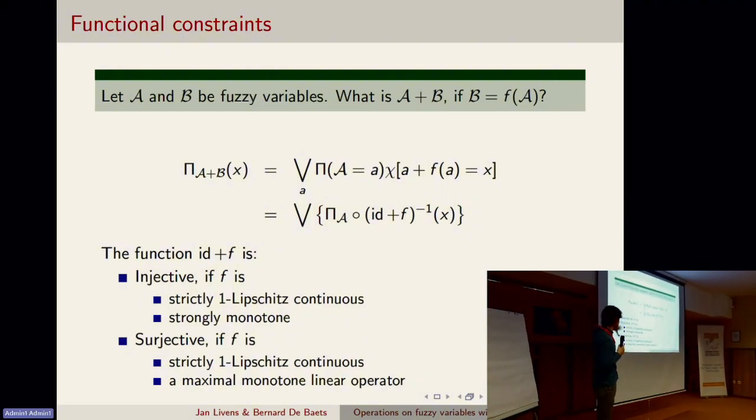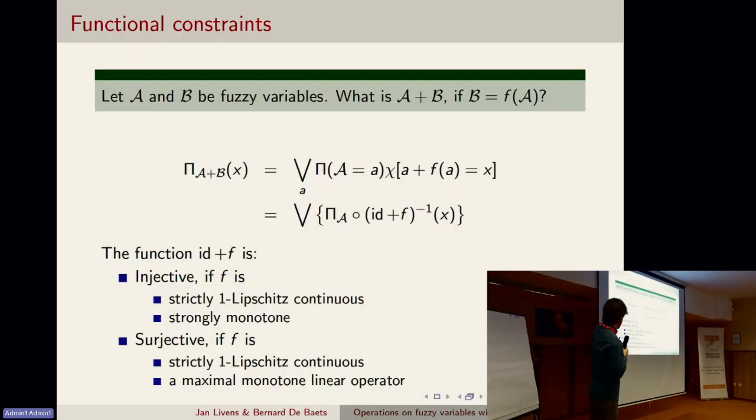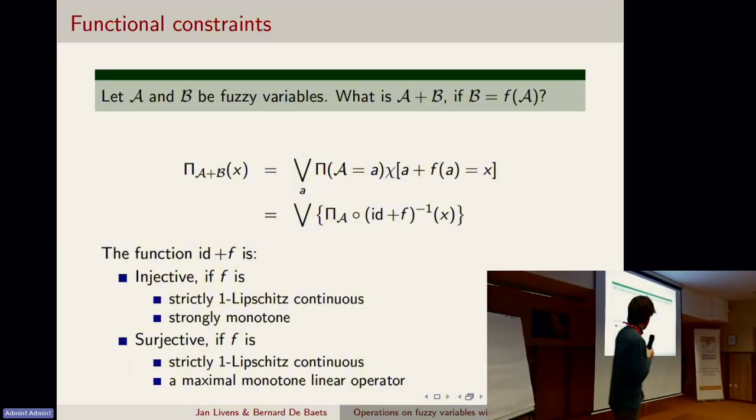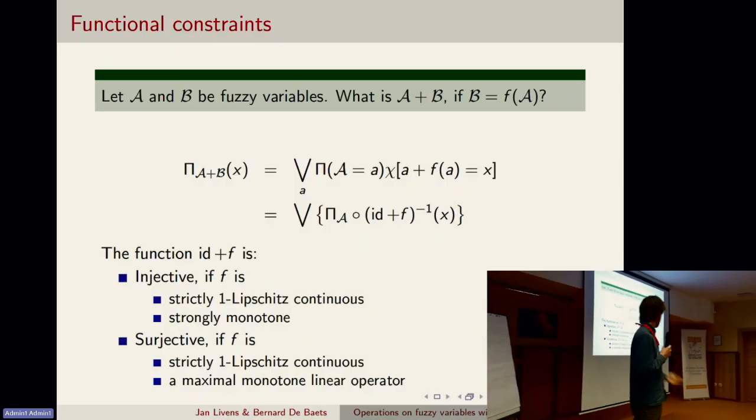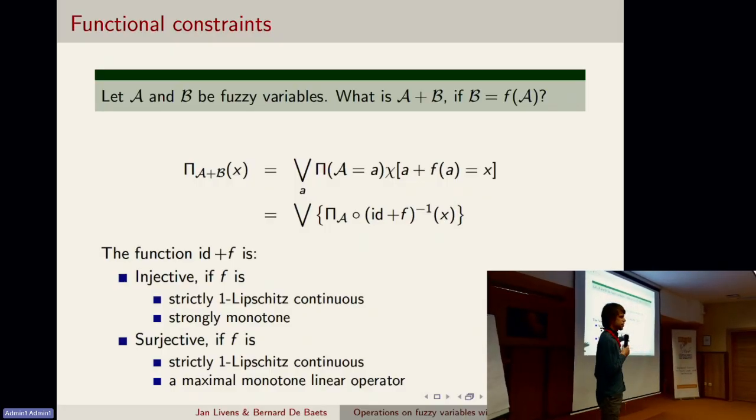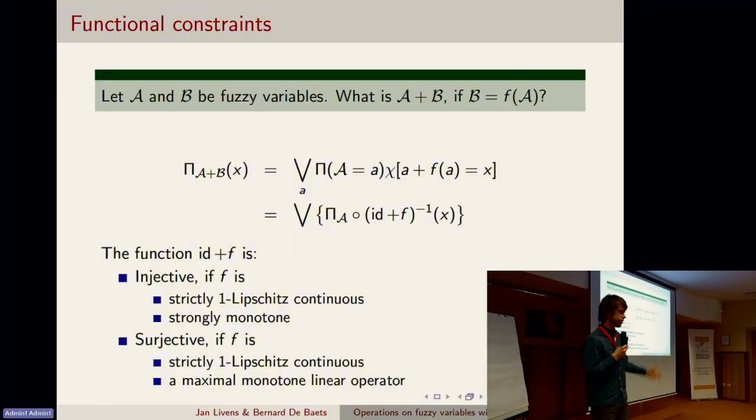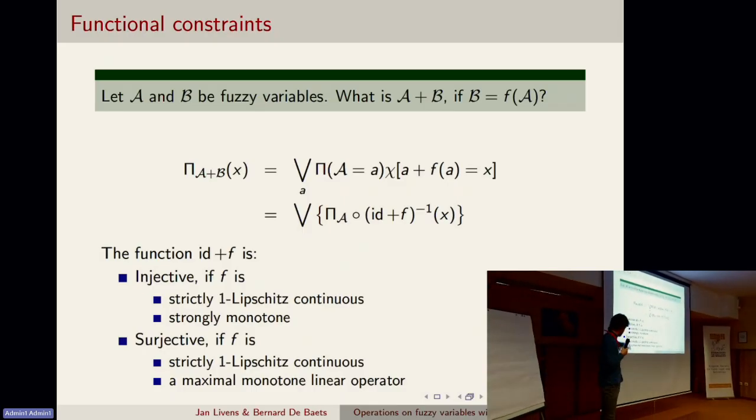So we can look at some classes of functions that yield these results. Mainly, identity plus f will be injective if f is, for example, strictly one Lipschitz continuous, or if f is strongly monotone. These are, of course, not the only classes of functions that yield this result, but they are interesting classes.